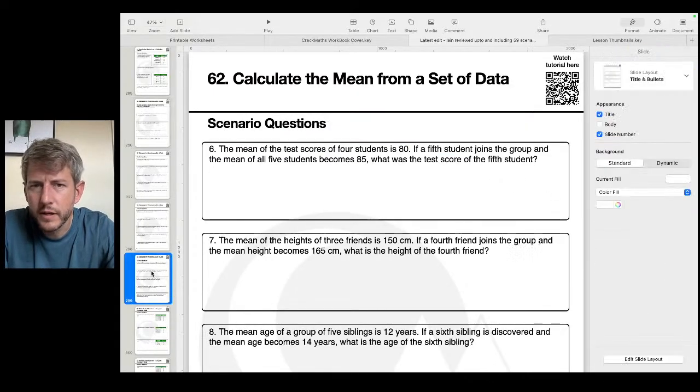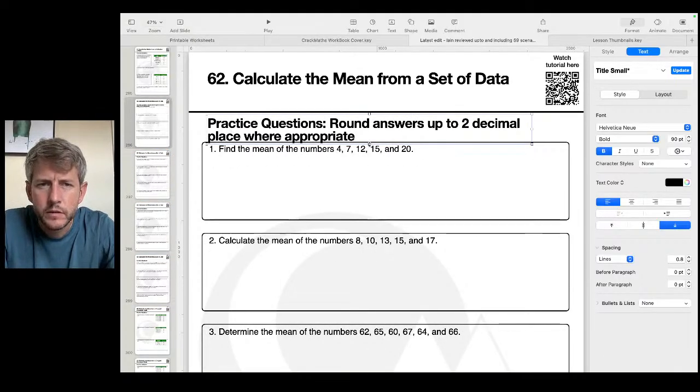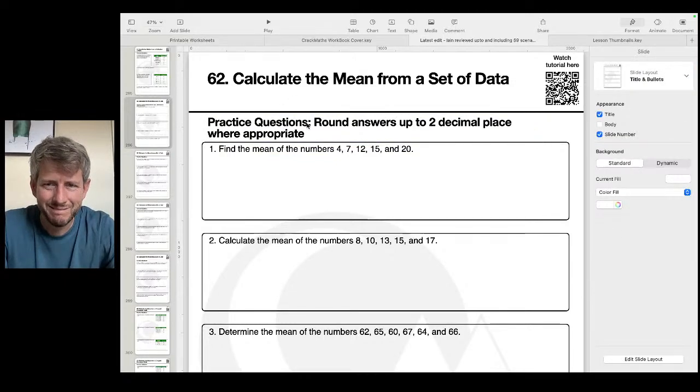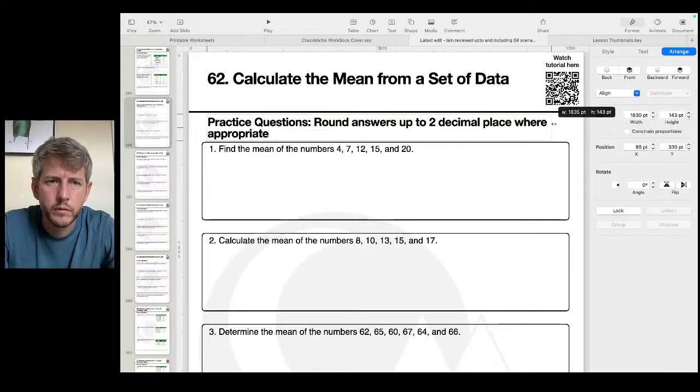That is a different size to what it was. There we go. Right. Range, height, 143.